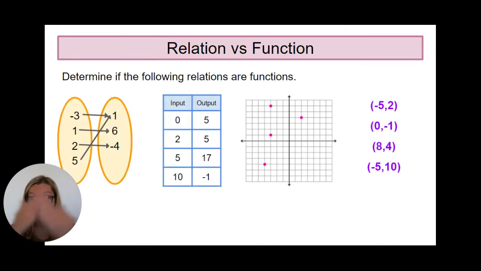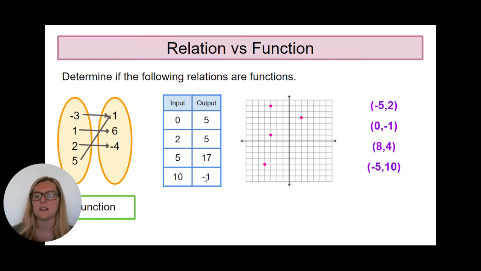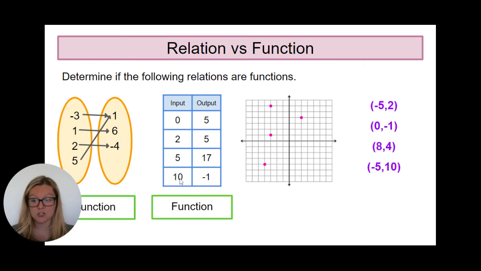We can also look at the 4 different types of relations and determine if they are functions. So let's look at this first one. We have -3 goes to 1, 1 to 6, 2 to -4, 5 to 1. So this is a little tricky, but does each input go only to one output? Yes, it's okay if more than one input goes to the same output. Totally fine. It's not okay if 5 also went to -4. So this guy is a function. Okay, next one, we have a table, 0 to 5, 2 to 5, 5 to 17, 10 to -1. The inputs do not duplicate to two different outputs, so it is a function.